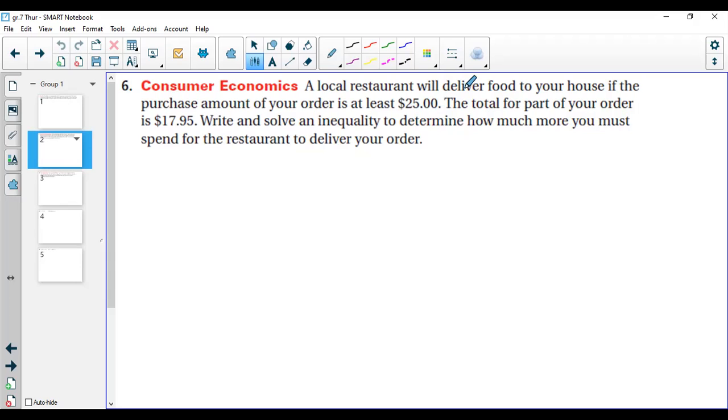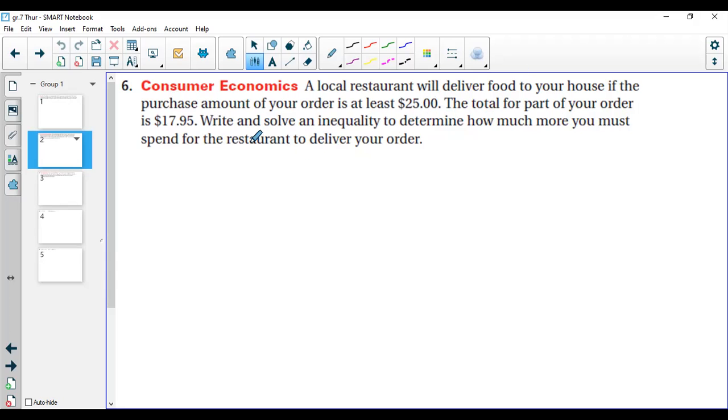Okay. The total for parts of your order is $17.95. So you have ordered something for $17.95. Write and solve an inequality to determine how much more you must spend for the restaurant to deliver your order. So you have bought something for 17.95, but you want the restaurant to deliver it to you. Will they deliver at the amount you bought for 17.95? Definitely not, because you must buy at least 25. So the question is, how much more should you order to get the delivery? Okay, so let's write the inequality.